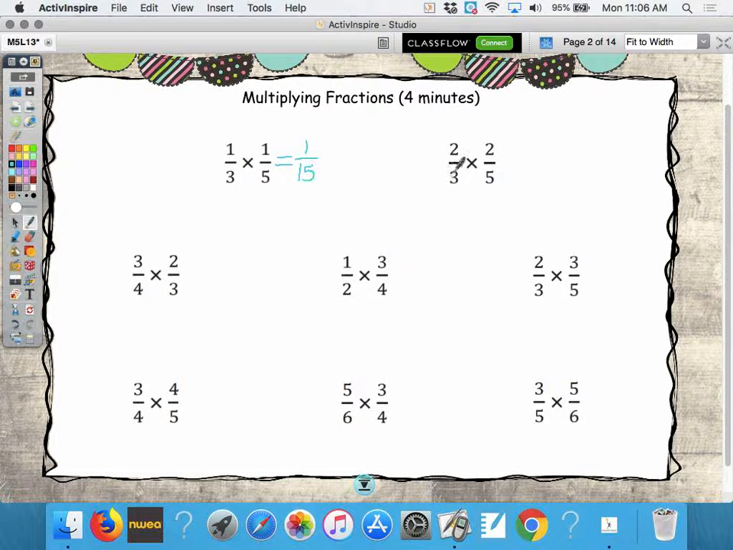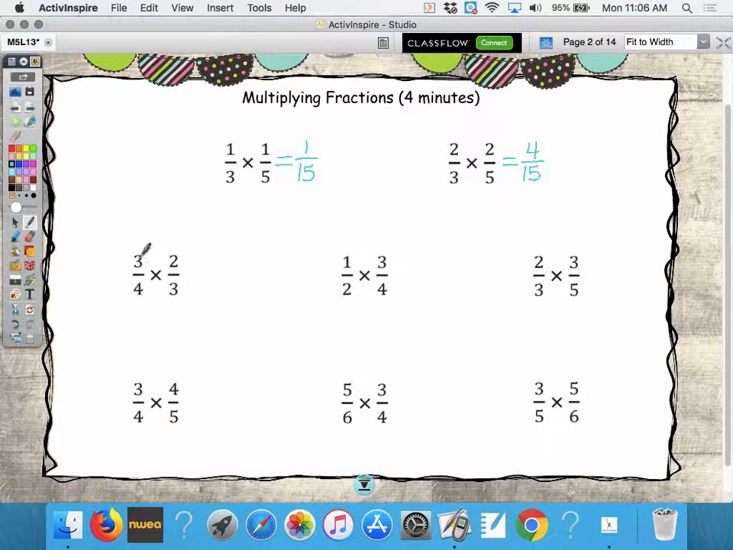So 3 and 2, do they share any factors? No. 2 and 5, do they share any factors? No. I don't mean multiply them. I mean, what can I multiply together that makes 3? 1 and 3, right? What can I multiply together that makes 2? 1 and 2. So the only factor they share is 1. That's not going to change anything. So you just multiply in that case. So 4/15.